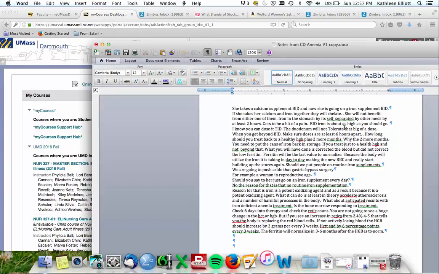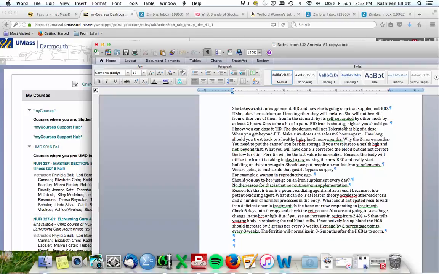This gets to be a little bit of a pain. BID iron is about as high as you should go. I know you can dose it TID, but the duodenum will not tolerate this big of a dose. When you get beyond BID, make sure doses are at least 6 hours apart.